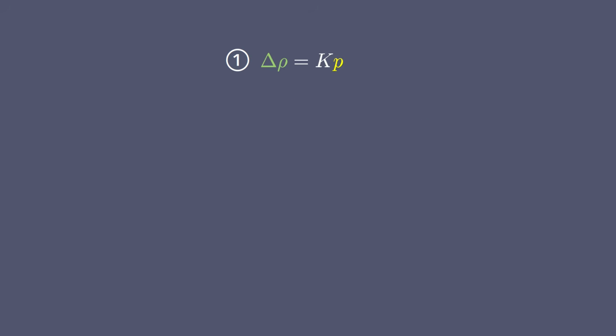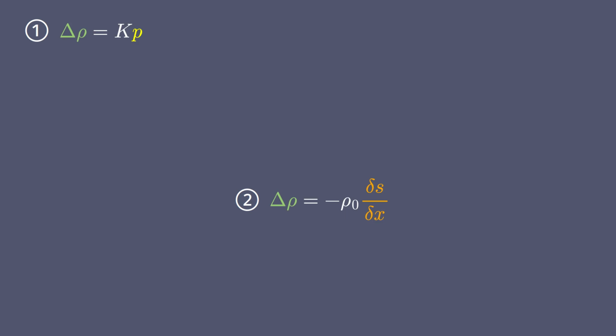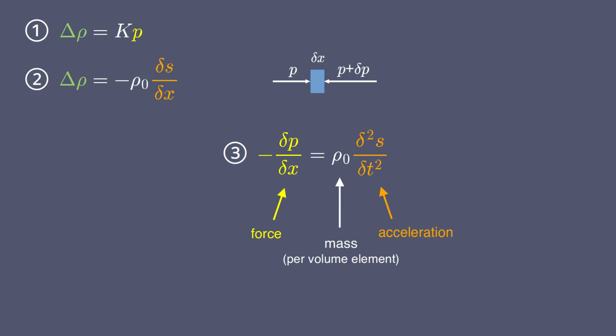Next, if we consider the air to be made up of particles, if those particles are getting closer together as we go, the density must be increasing in that direction, and we can derive an expression for that. In one dimension it looks like this. I'm just outlining the steps here. If you want more detail, I'll put a link below. And thirdly, if we consider the forces on a small parcel of air, we can write down F equals ma for that parcel of air.